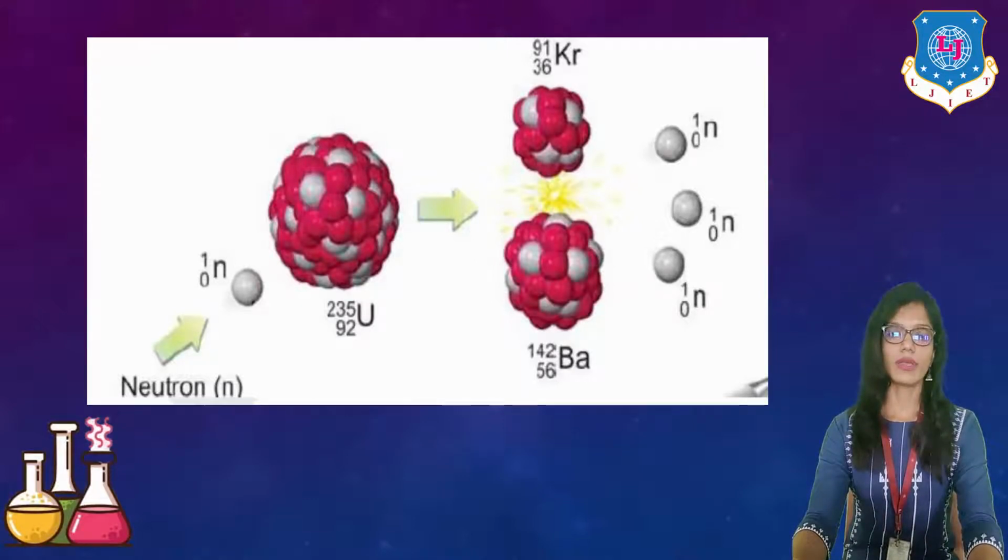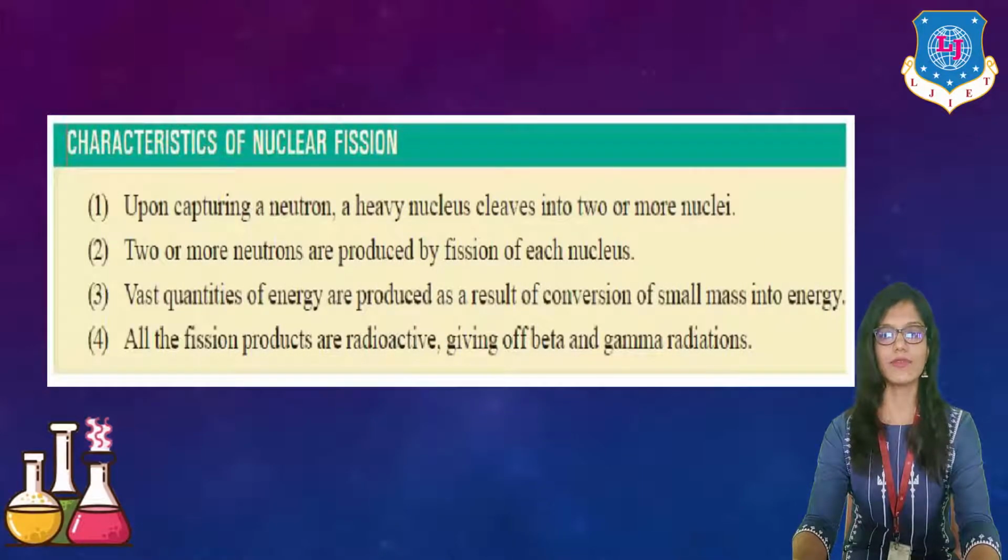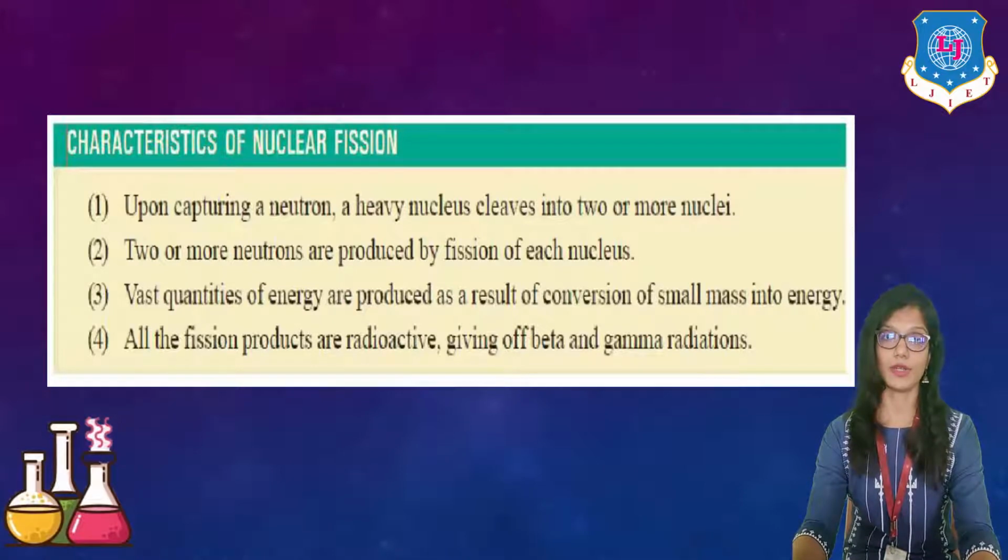So if we talk about the characteristics of nuclear fission, upon capturing a neutron, a heavy nucleus cleaves into 2 or more nuclei. The next one is that 2 or more neutrons are produced by fission of each nucleus. The third characteristic of nuclear fission is that vast quantities of energy are produced as a result of conversion of small mass into energy. And the last characteristic is that all the fission products are radioactive in nature, giving off beta and gamma radiations.